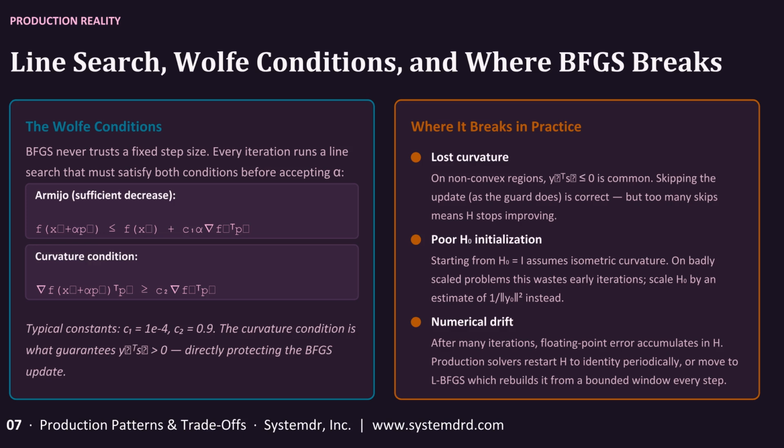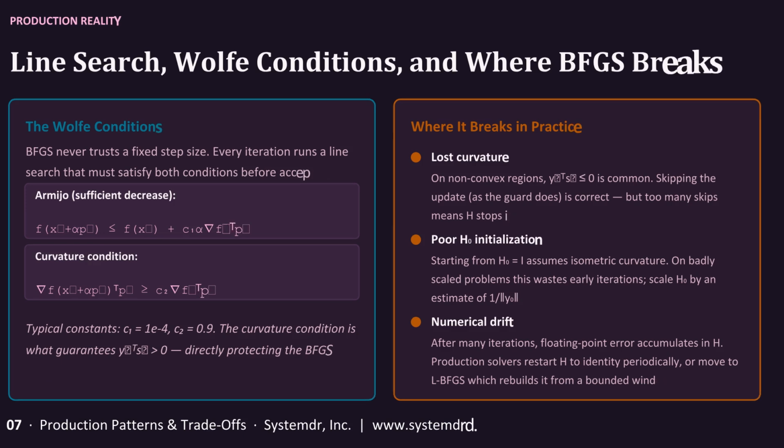And numerical drift. After enough iterations, floating point error accumulates in H. Production solvers fix this with periodic restarts or by switching to LBFGS, which structurally can't drift since it rebuilds its estimate from a bounded window every single step.